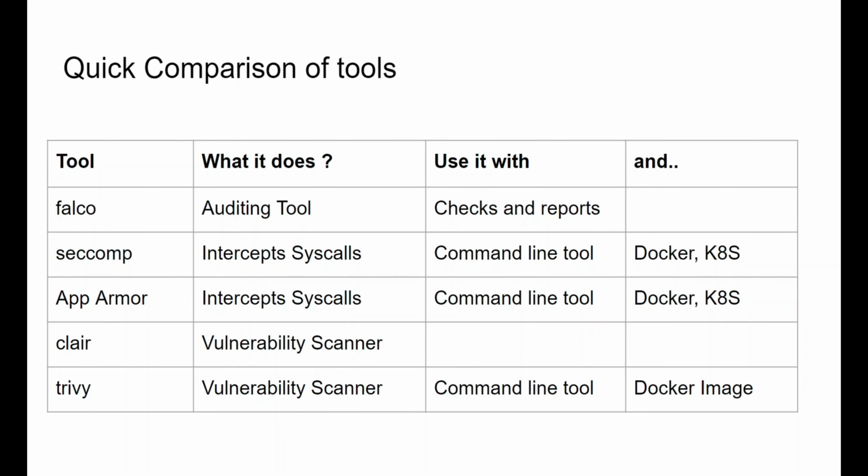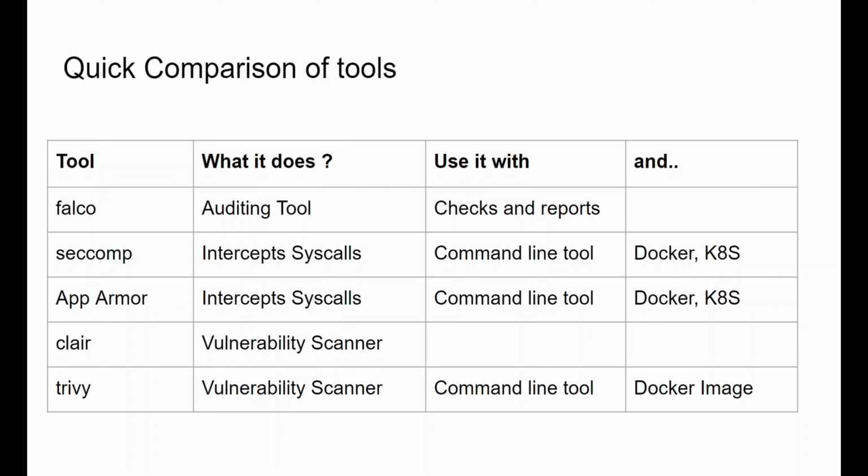This is a quick overview of the various tools that are needed in the certification exam. When I was preparing for the exam, I was getting confused at times with all of these tools. So I prepared this table which helped me compare the various tools. Falco is an auditing tool. It just checks and it reports.